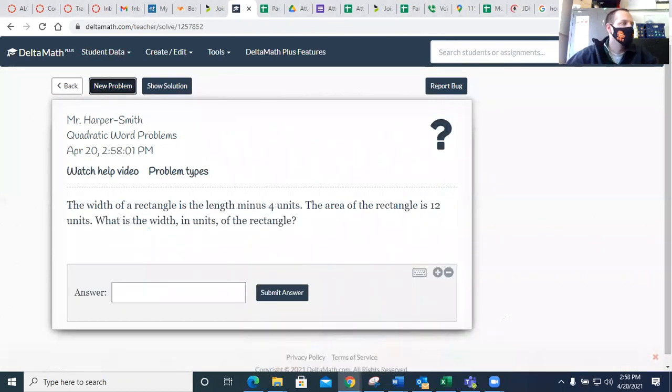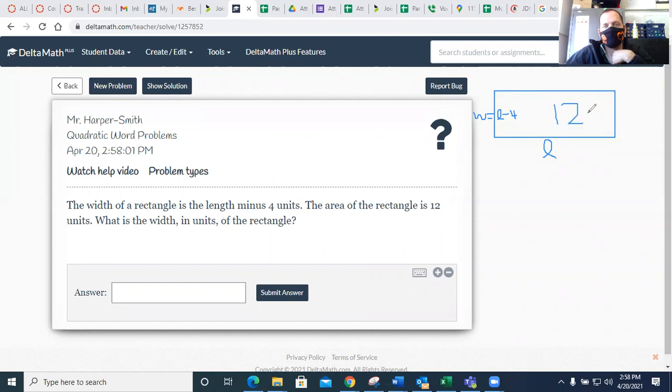Let's try this one. We've got a rectangle. Ooh, I like these type of questions. We know a rectangle has a length and a width. The width of a rectangle is the length minus 4. So width equals length minus 4. The area is 12 units squared. What is the width in units of the rectangle?